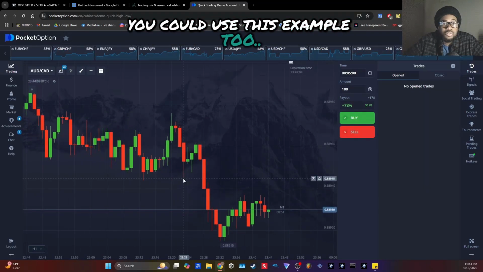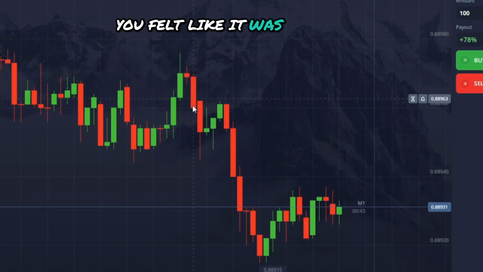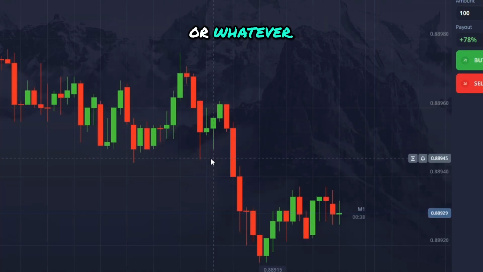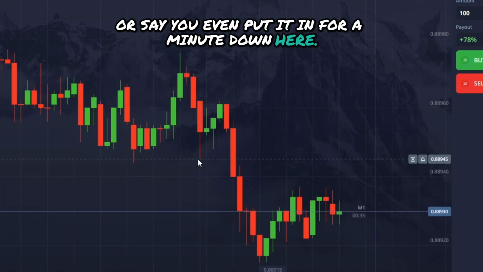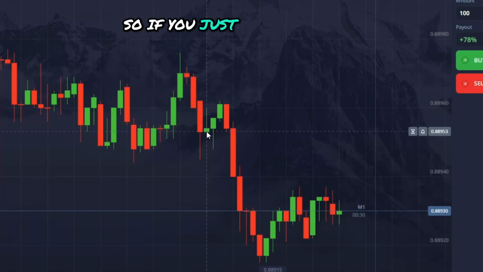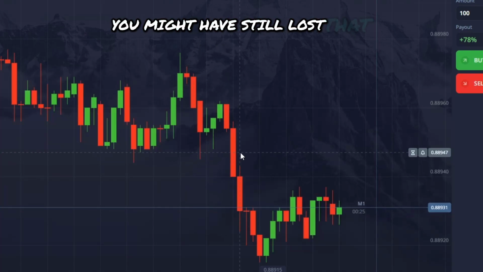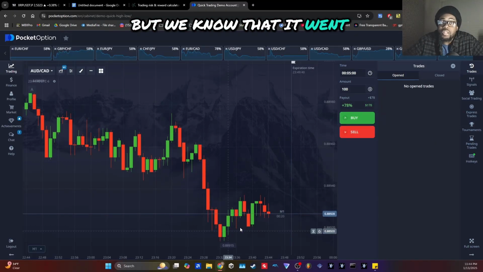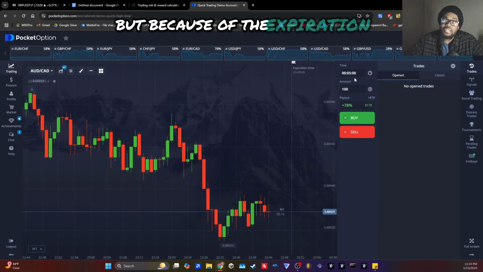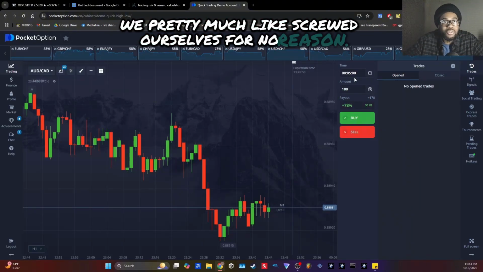You could use this example too. Say you put in the trade right here. Basically, what it did right here, you felt like it was going to do on this. But say you put it in for 5 minutes, or say you even put it in for a minute down here. Well, guess what? The candle went back up, and then the next candle opened up right here. So if you just put it in for 1 minute, you would have lost that. If you put it in for 5 minutes, you might have still lost that, depending. But we know that it went down. We knew that it was going down, and it did go down. But because of the expiration time, we pretty much screwed ourselves for no reason.